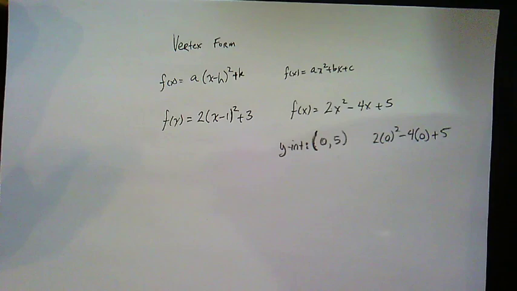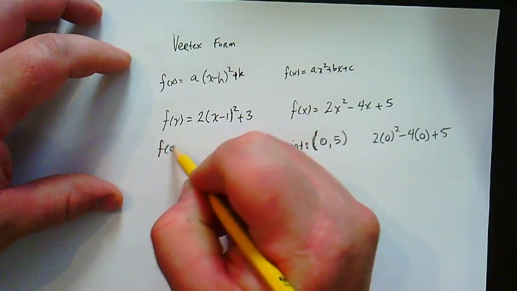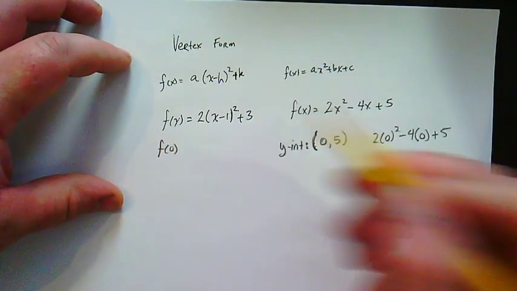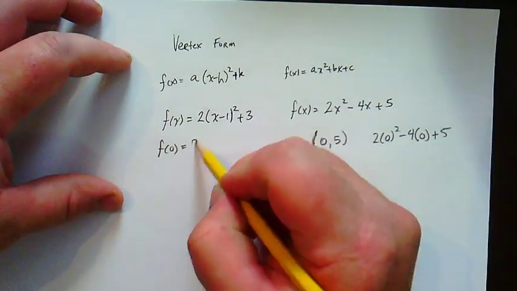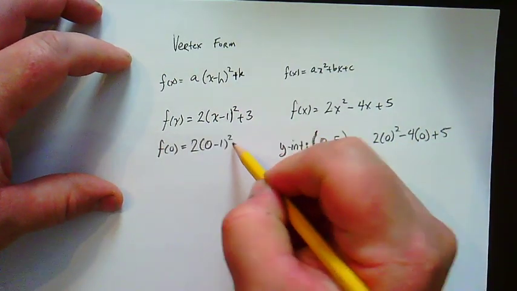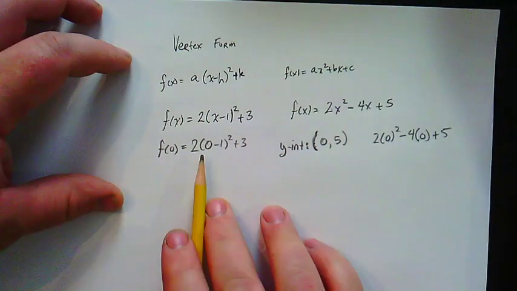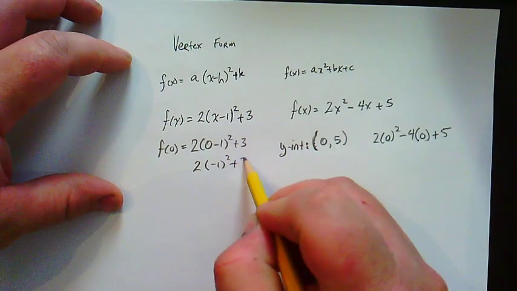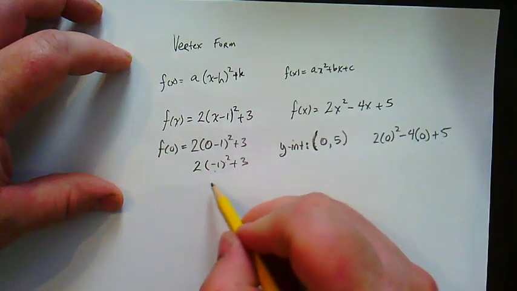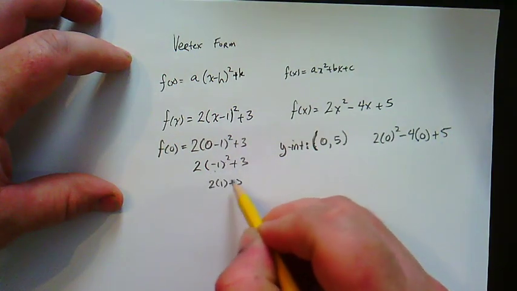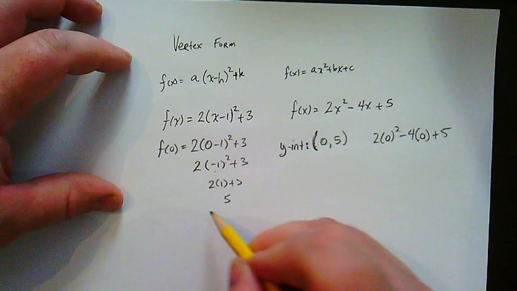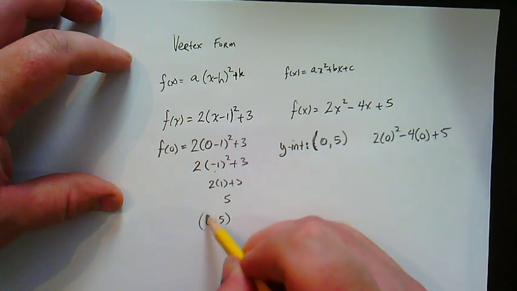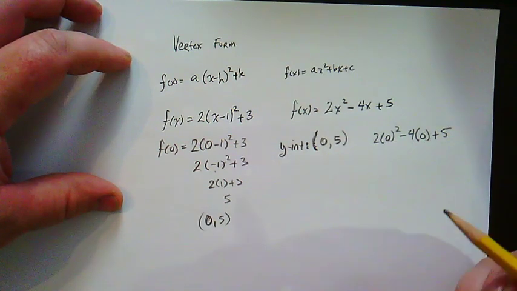But here, it's actually the same thing. You put a 0 for the x. That's what this notation means. You plug it in. So you actually have a little bit of work to do to find the y-intercept from vertex form. So it's 2 times negative 1 squared plus 3, right? Negative 1 squared is 1. And so it's 5. So it's still (0, 5), which written as a coordinate is that way.